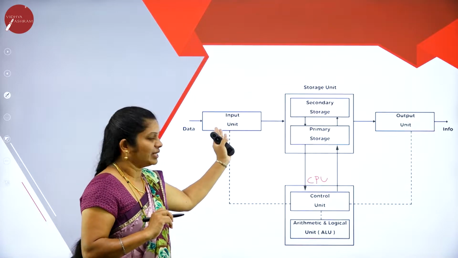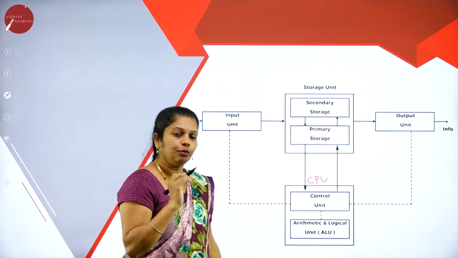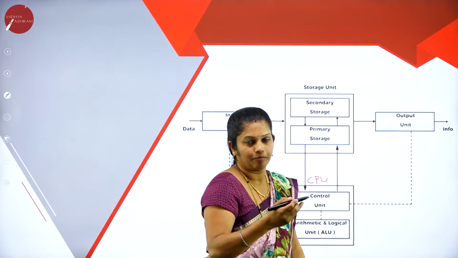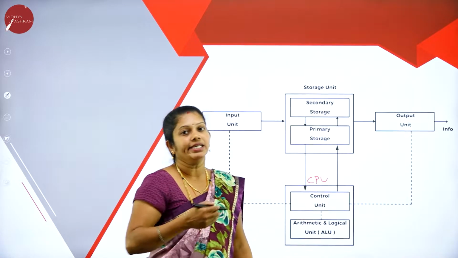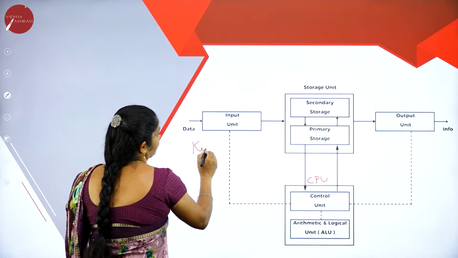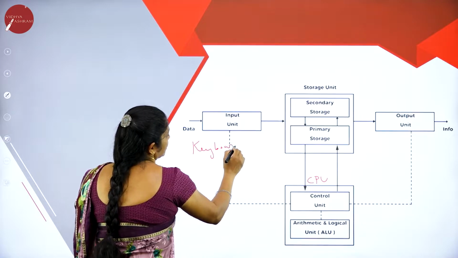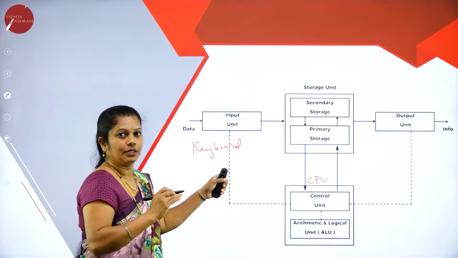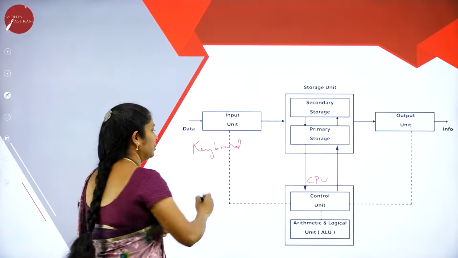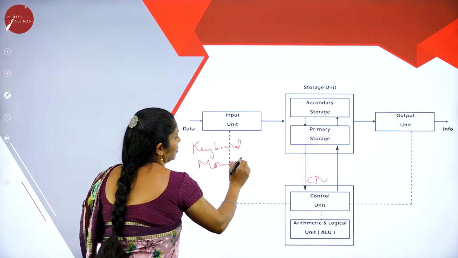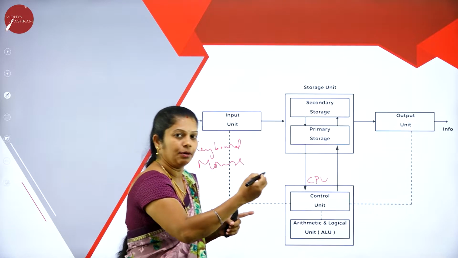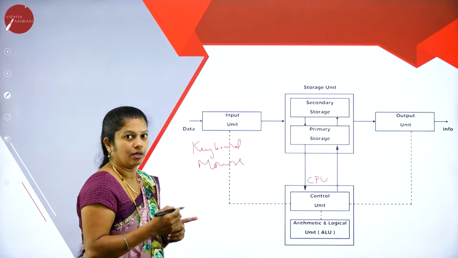Then what do we mean by the input unit? The input unit helps to give input data to the computer. For example, the keyboard. Using this keyboard, I can send data to the computer. Then the mouse. The mouse is also one of the input devices. With that also I can give commands to the computer.